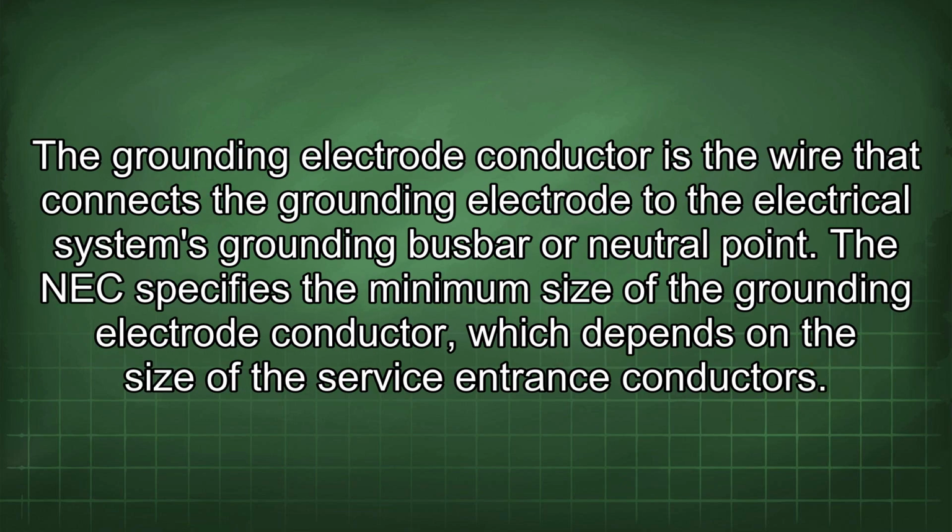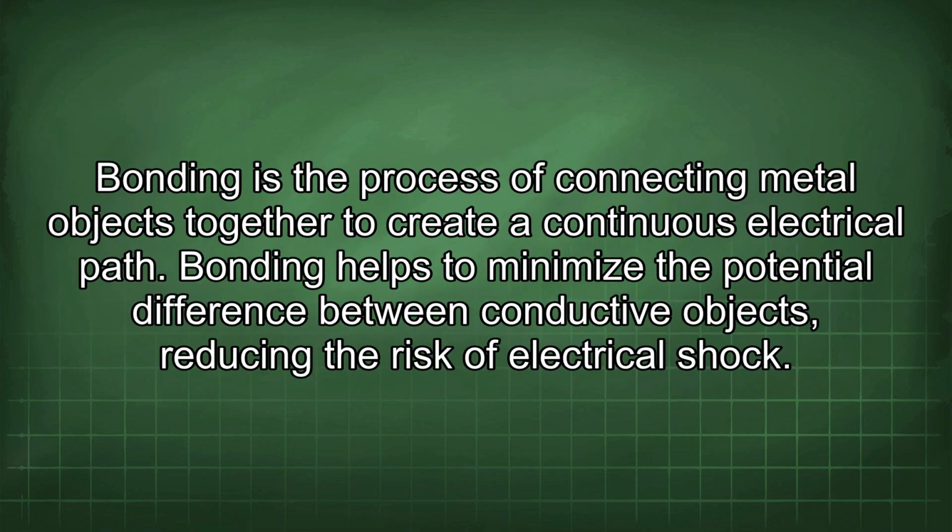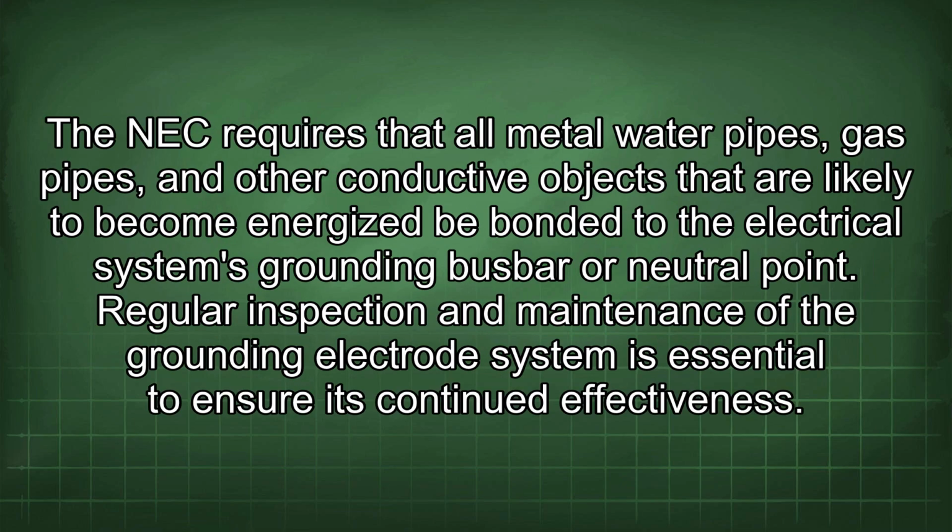The grounding electrode conductor is a wire that connects the grounding electrode to the electrical system's grounding busbar or neutral point. The NEC specifies the minimum size of the grounding electrode conductor, which depends on the size of the service entrance conductors. Bonding is the process of connecting metal objects together to create a continuous electrical path. Bonding helps to minimize the potential difference between conductive objects, reducing the risk of electrical shock. The NEC requires that all metal water pipes, gas pipes, and other conductive objects that are likely to become energized be bonded to the electrical system's grounding busbar or neutral point.